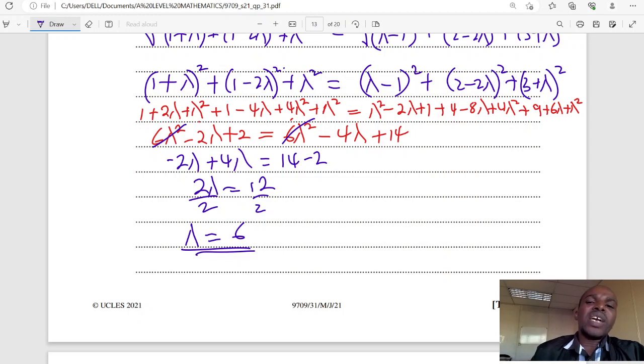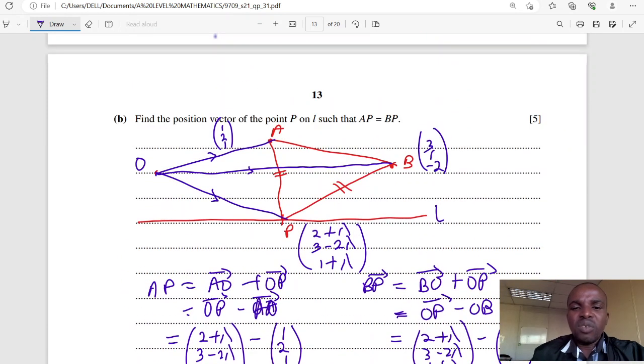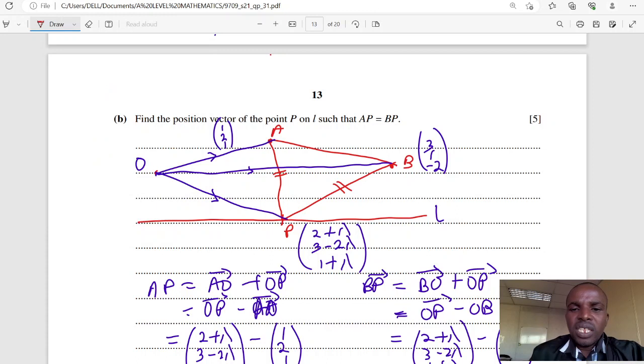Right, after finding your lambda, now we have to find the position vector of P. We have found our lambda is 6. So if you come up here, you can now put in P. It will be 2 plus 6, then 3 minus 2 times 6.